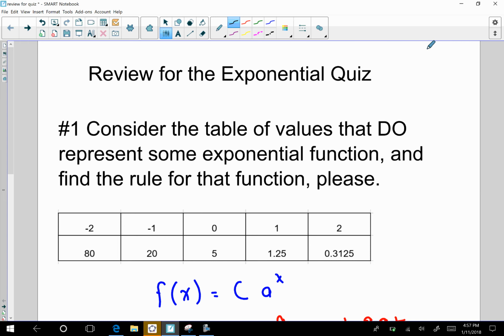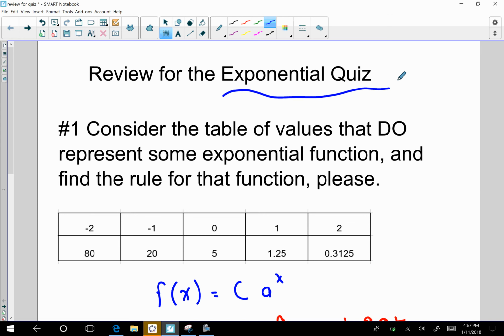Let's look at some problems to review for the upcoming exponential quiz. So these problems are going to be extremely similar to the problems that you will be given on the quiz, and they are extremely similar to some of the problems that we've done in our notes and our activities.